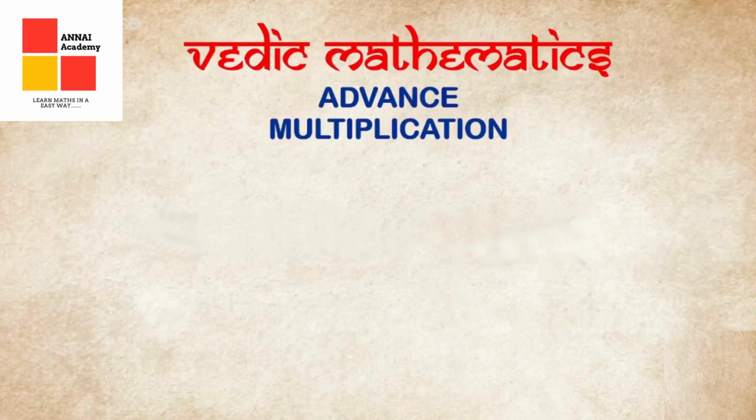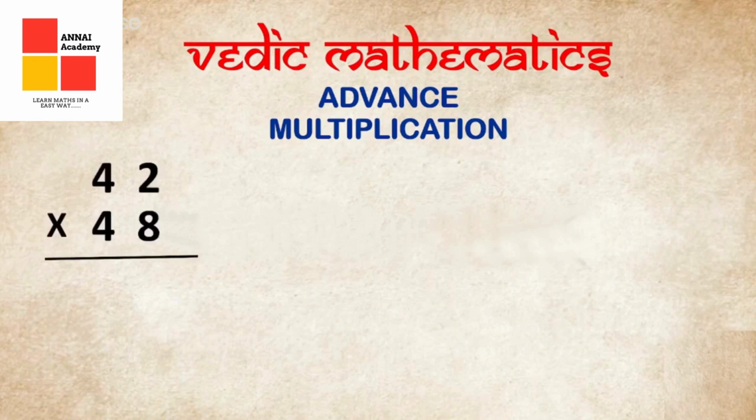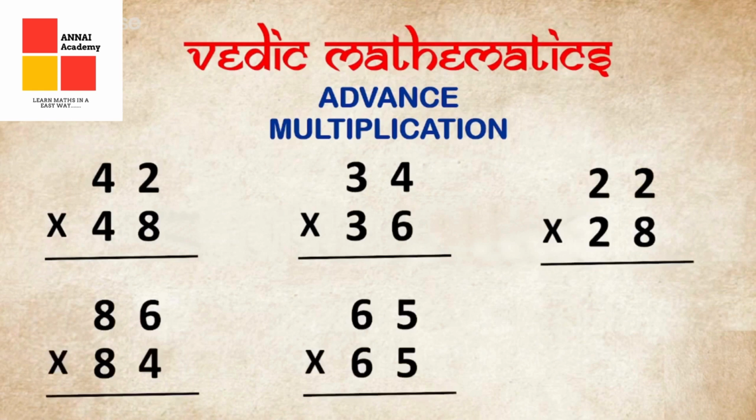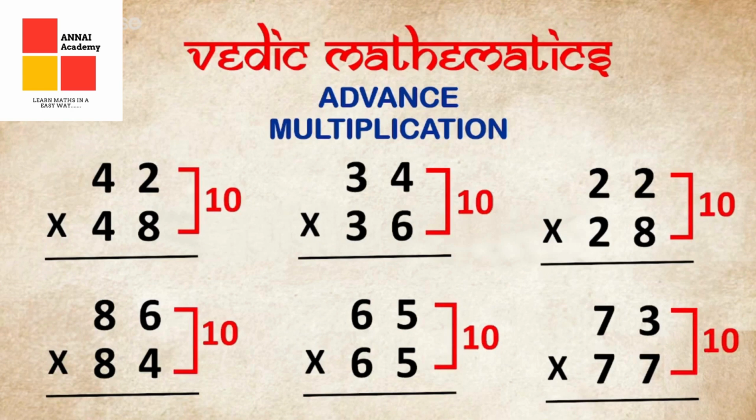In today's video we will understand advanced multiplication. According to Vedic Maths, multiplication is a rule in which you can easily multiply 2 or 3 digit numbers. It will be on 2 or 3 digit numbers. If you add their unit digit, then their sum will be 10. Should be same on both sides.